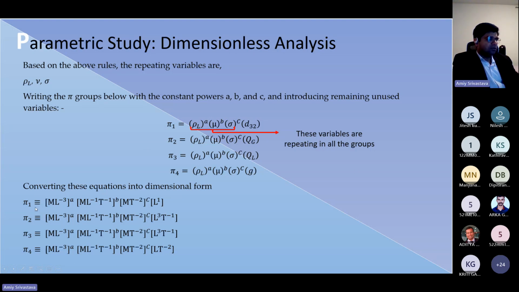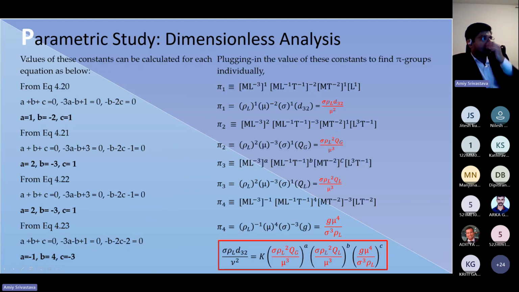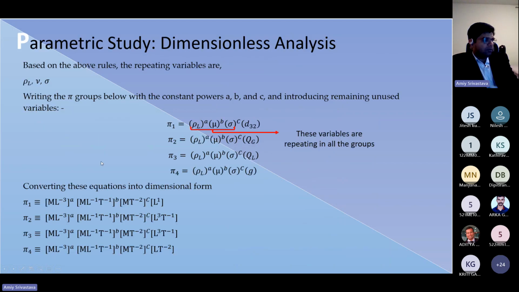And then we will write down the dimensions of all these pi groups. And here we can say, this is the power of A, power of B, power of C. And let's move on to the next slide. So this is how I wrote the dimension of pi 1, pi 2, pi 3, and pi 4. Now, the value of these constants can be calculated for each equation. If you go back to the previous slide, we need to know what is the power of L.